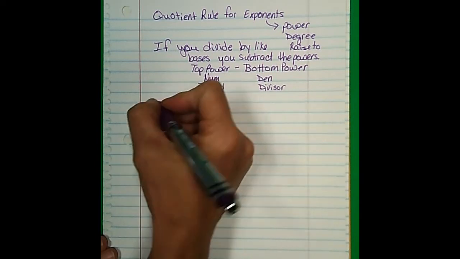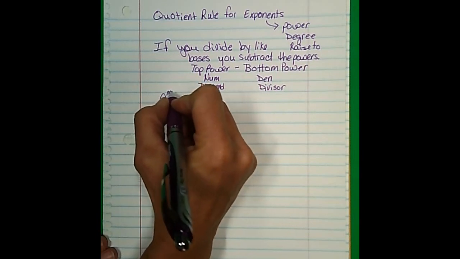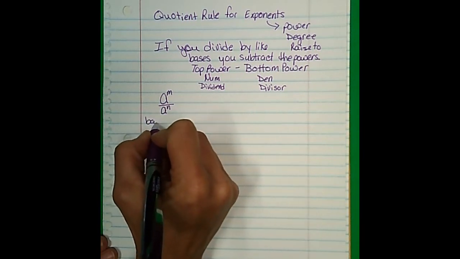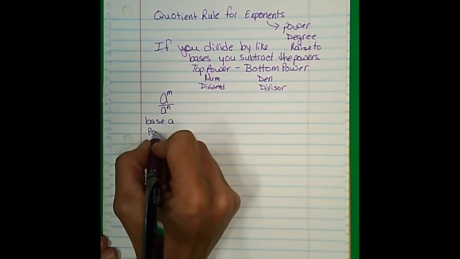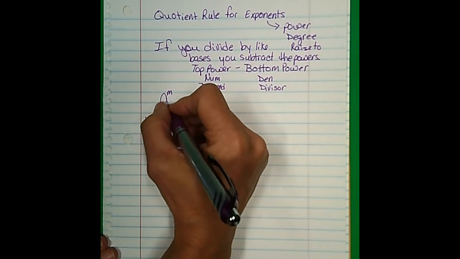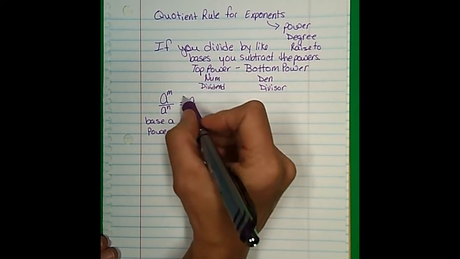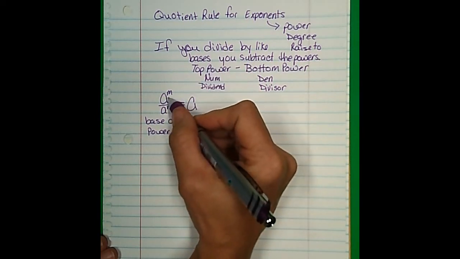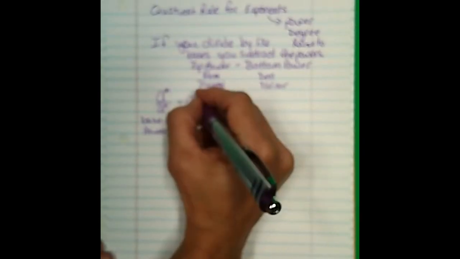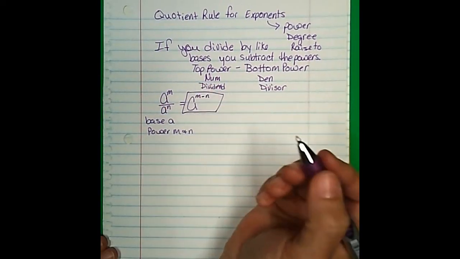Okay, so let's use an example. We have a base of a raised to m divided by the base of n. So again, my base is a, my powers are m and n. So since my bases are alike, I'm going to rewrite it where it's raised to my powers, and since it's a quotient, which means division, which means a ratio, I'm going to take my top power, subtract it from my bottom power. Since we do not know the value of a, m, and n, we are done.